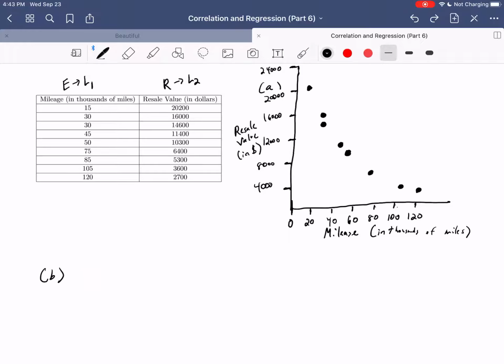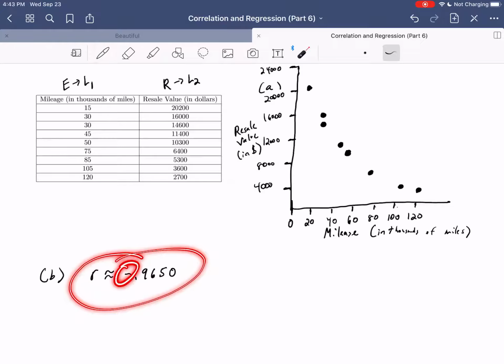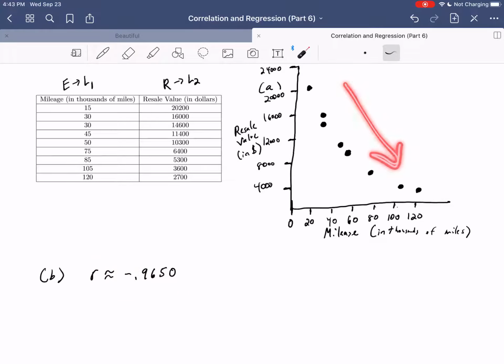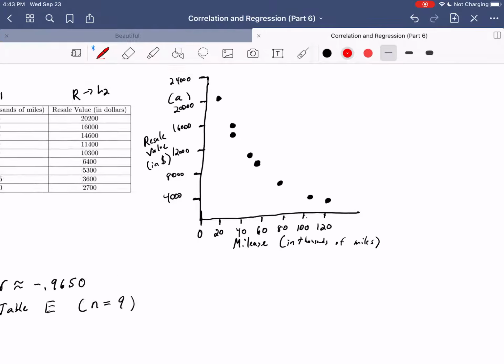Looks like our r value here is going to be about negative 0.9650. Notice we do get a negative value there, which makes sense because visually we should know that this is negatively directed. We should probably already be convinced that there's enough evidence here because this is pretty close to -1, but technically to confirm that, we do need to use that table E. In this case, we had 9 data points, so let's go ahead and do that.